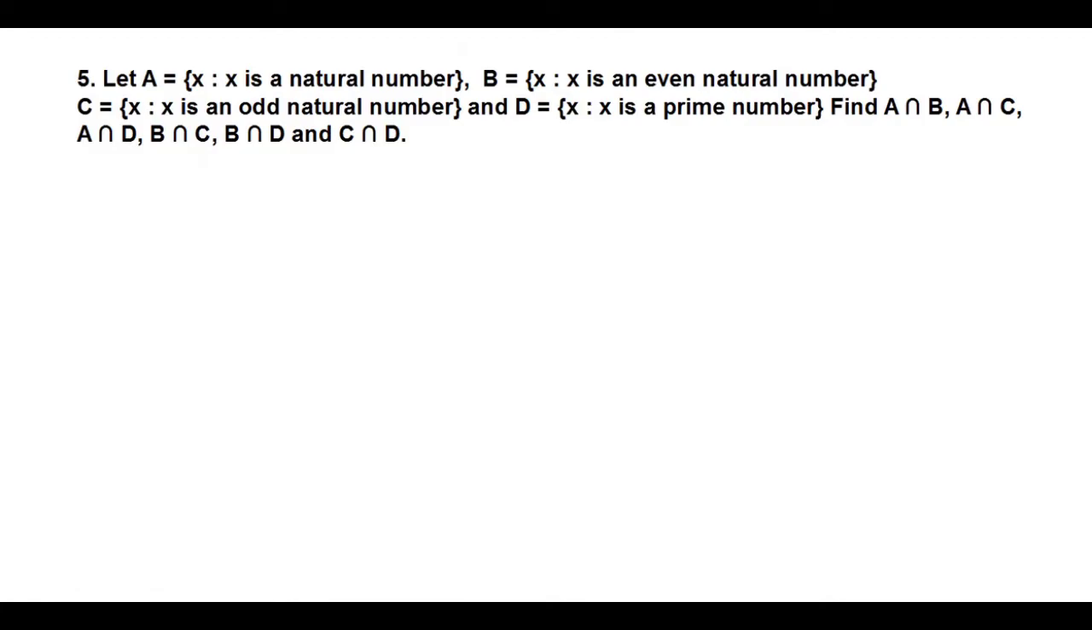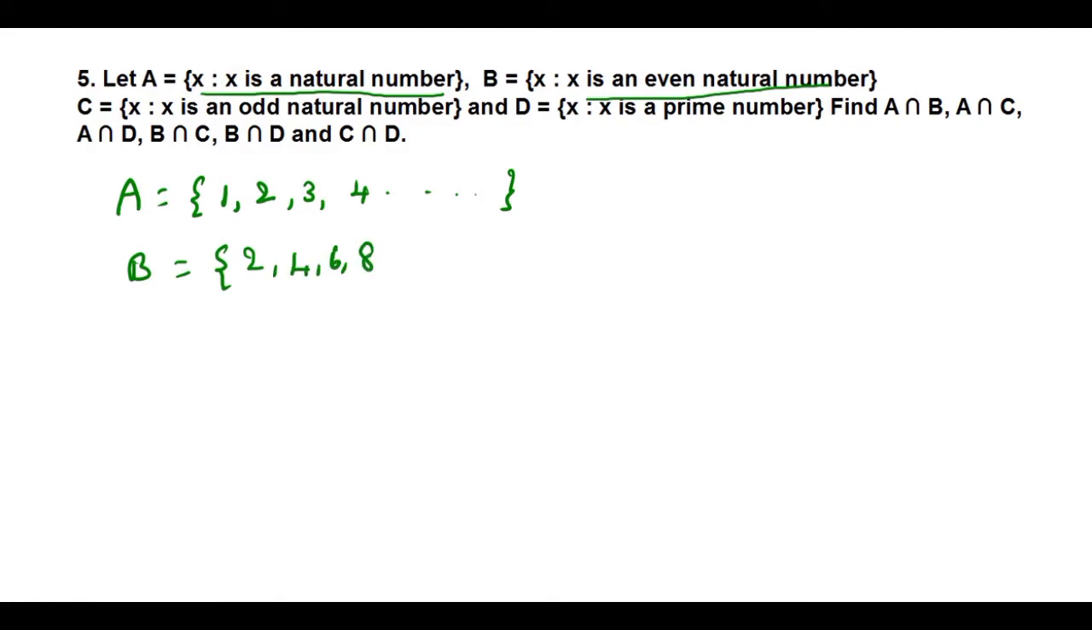Question number 5. So the most important essay type questions from this chapter. Let A equal x such that x is a natural number. That means what we write here? A equals natural numbers, just write its roster form: 1, 2, 3, 4, and so on. B is an even natural number. Then B equals 2, 4, 6, 8, and so on.